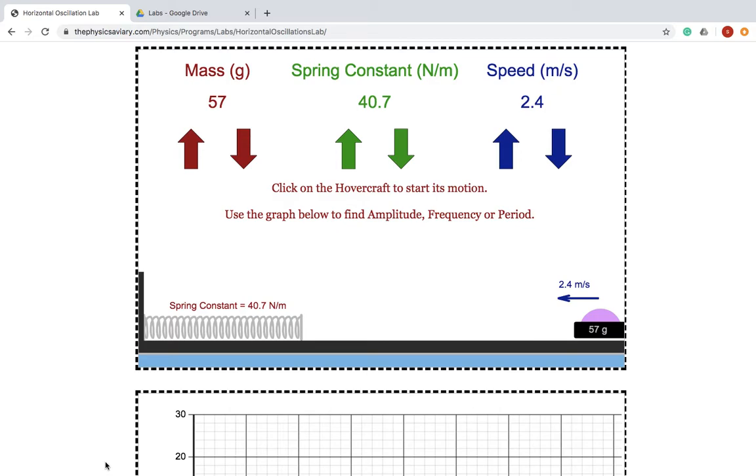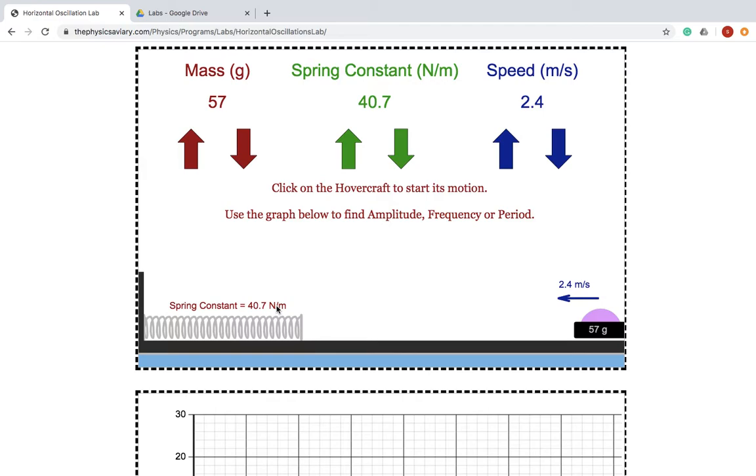This video is dealing with horizontal oscillation. What you see on my screen right now is a virtual space where you have a little hovercraft that's 57 grams, which the grams don't mean anything. When I click on it, it will go across and hit the spring. Right now the spring is sitting in what is called equilibrium, meaning it's not compressed or stretched. And the spring constant is 40.7 newtons per meter. That doesn't mean anything for what we're doing here.